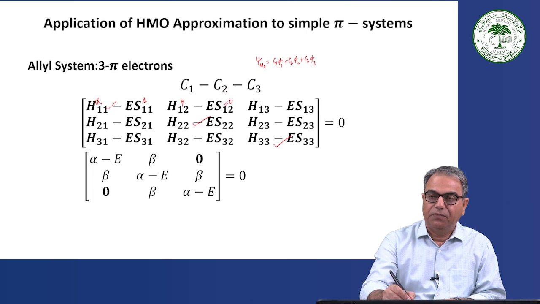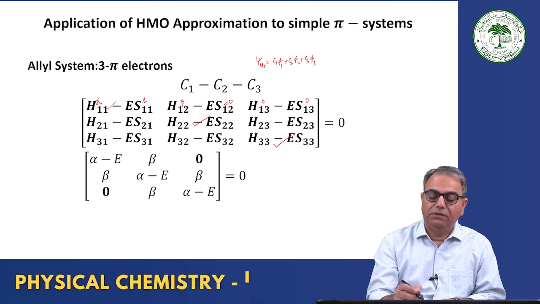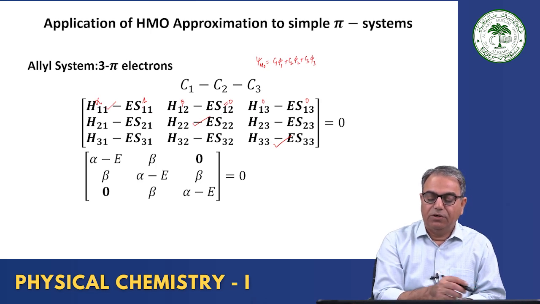H13 will be 0, because they are not directly bonded, and S13 will also be 0, because of the orthogonality of phi 1 and phi 3. S12 is 0 because of the orthogonality of phi 1 and phi 2, and S11 is the normalization of phi 1 with phi 1, so it is 1. This way you can write alpha minus E, beta, and 0 as the 3 terms in the first row.